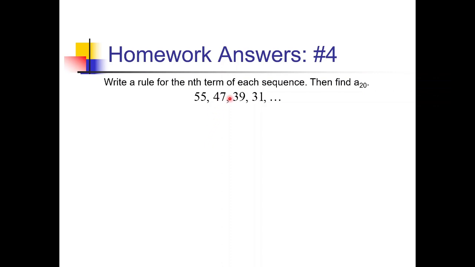To get a rule for this sequence, let's first figure out if it's a special one, like an arithmetic sequence. So let's see here. To get from 55 to 47, we're going down 8. Same thing to get to 39 and 31. So we have a common difference. This is an arithmetic sequence. That means we can use our an equals a1 plus d times n minus 1 formula here.